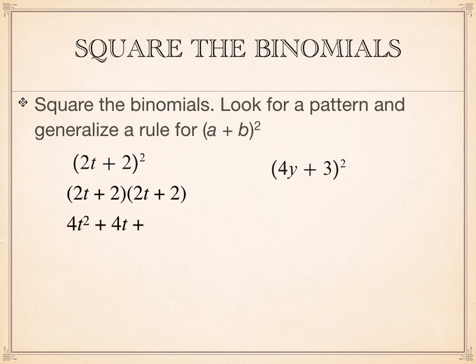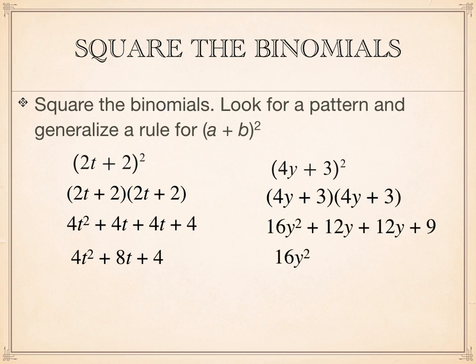Now we'll use the double distributive property. We'll combine the two middle terms, and we'll do the same thing for the second example. We'll square it out, combine the middle terms. Okay, so now to generalize a rule for a plus b quantity squared, we'll look at our resulting trinomials in both cases and compare the three terms against the given binomials.